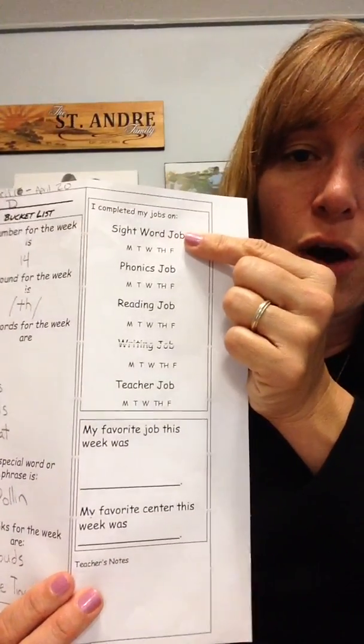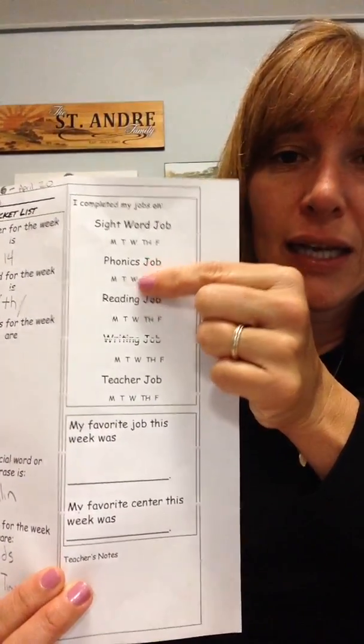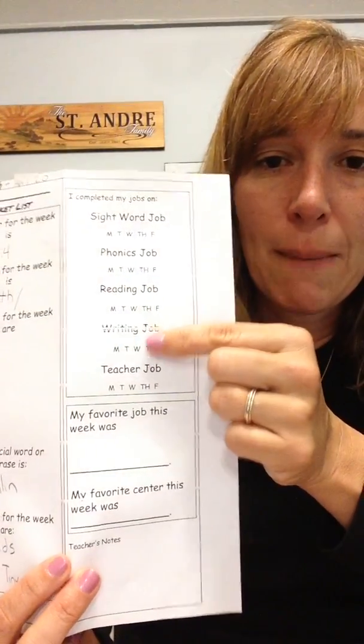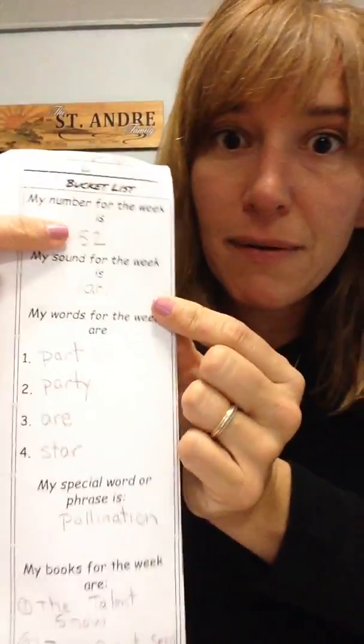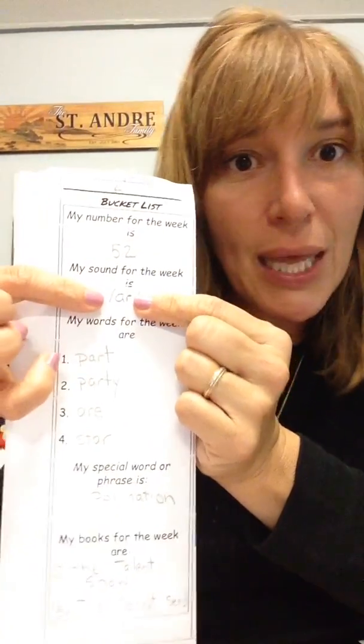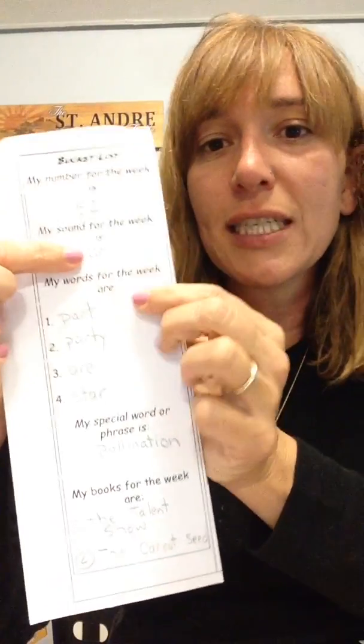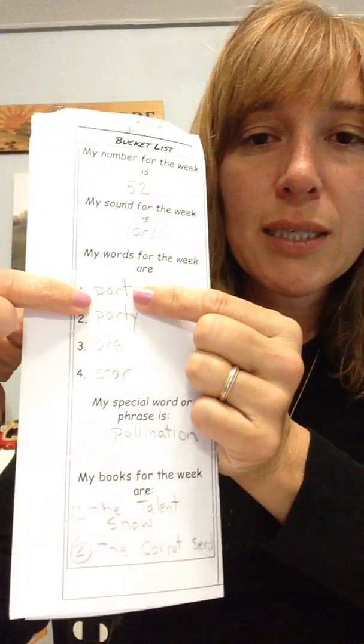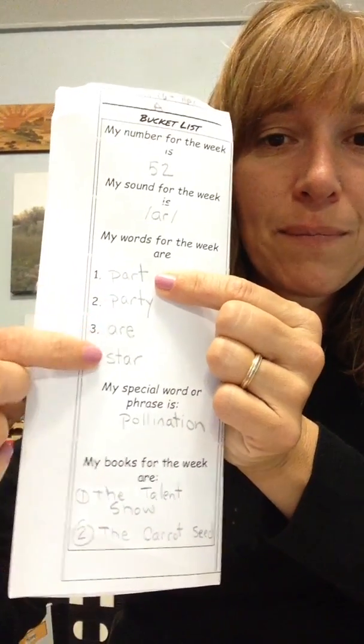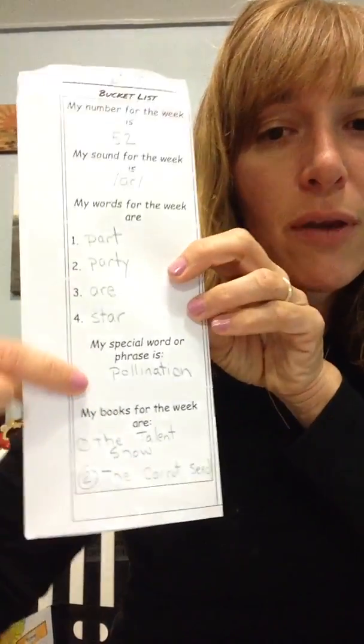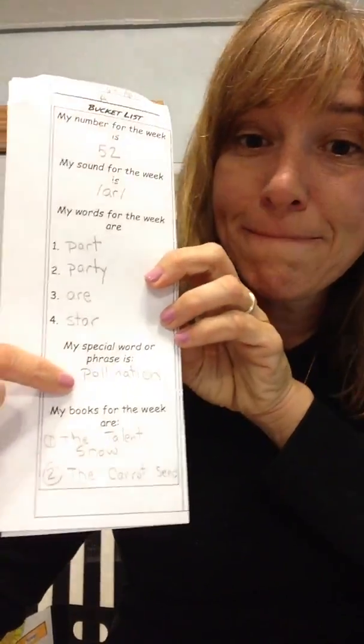But the students have all week to finish their sight word bucket, their phonics bucket, their reading bucket, their writing bucket, and the teacher job. So before I move on, let me show you what A's list looks like, because this is actually A's bucket. As you can see, she has a different number of the week. She's working on the AR blend, which can be tricky for kids. R, it's hard to hear it. And she's working on words that have that sound in it, as well as sight words. And her vocabulary word of the week is pollination.